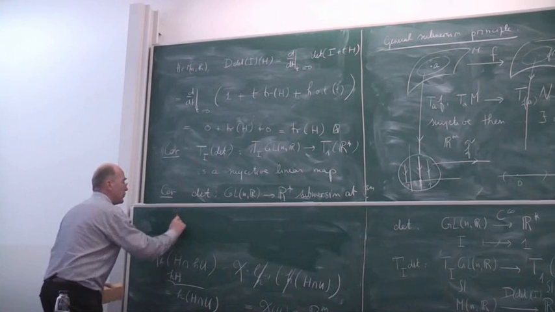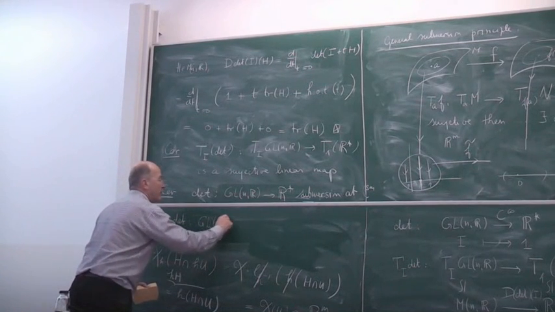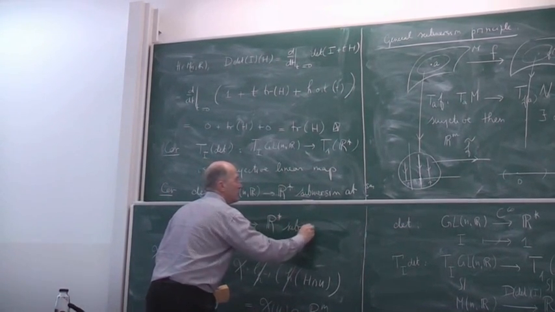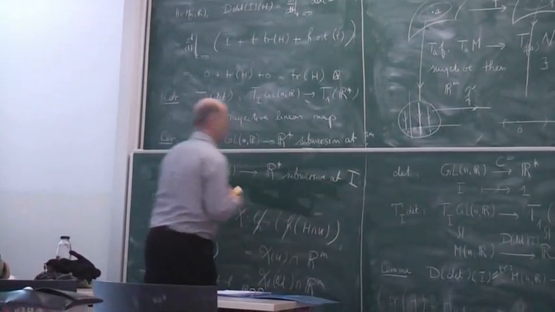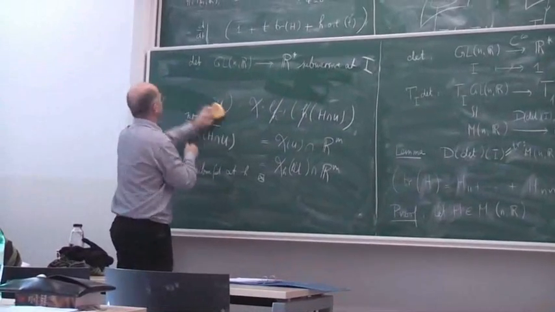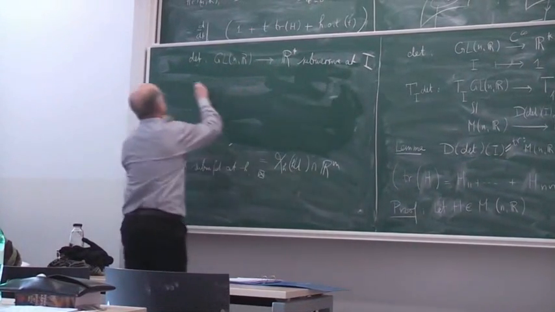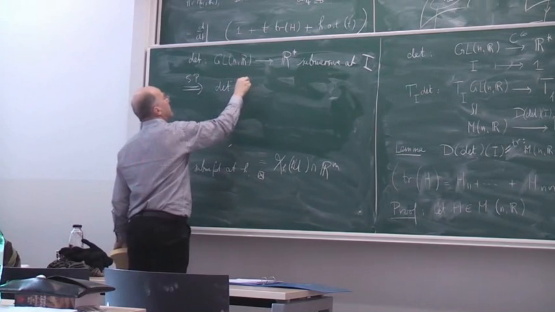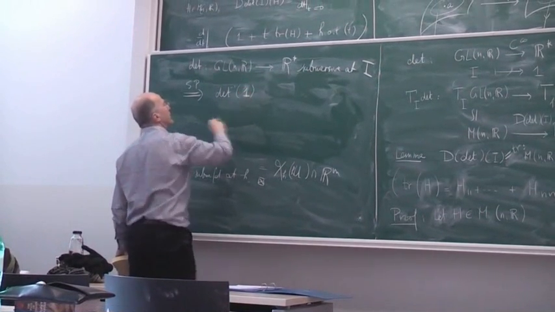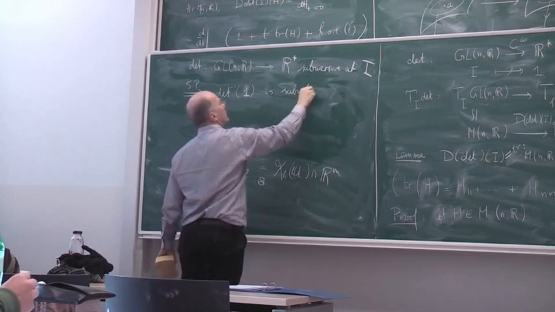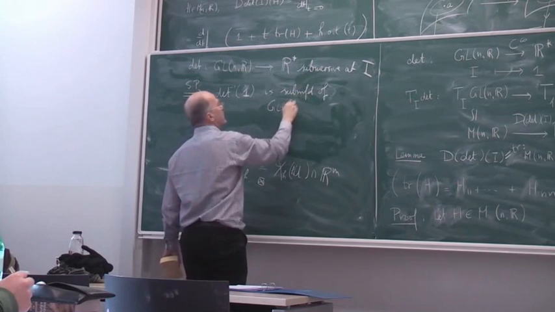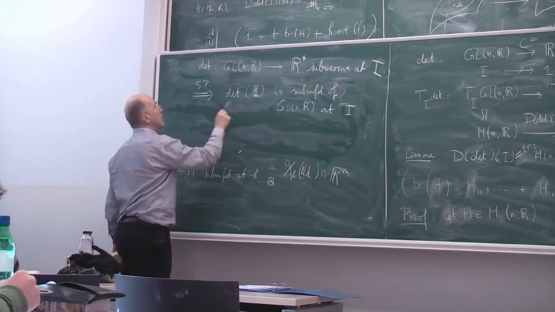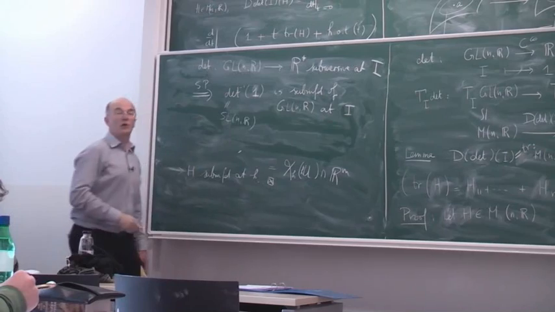okay, so we know that the determinant map from GL(n, R) to R star is submersive at the identity element. And then the conclusion is that, by the submersion principle, the fiber of the identity element in R star is a submanifold of GL(n, R) at the identity element. But this was SL(n, R). So we are done.